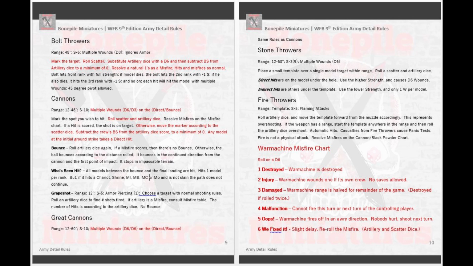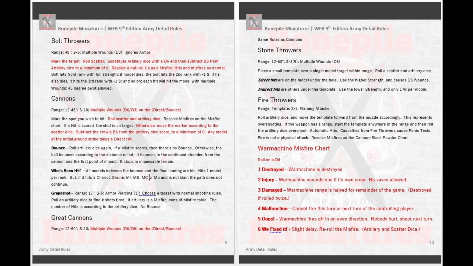Then the question of who's been hit, it says, all models between the bounce and the final landing are hit. It hits one model per rank in a unit, but if it hits a chariot or shrine or any kind of a monstrous creature and is not slain, the path does not continue.